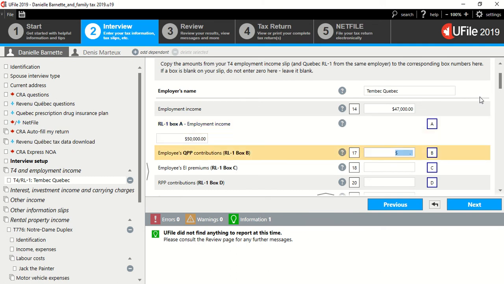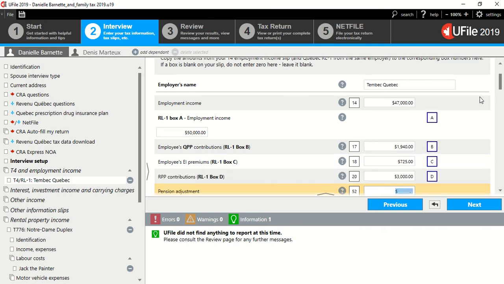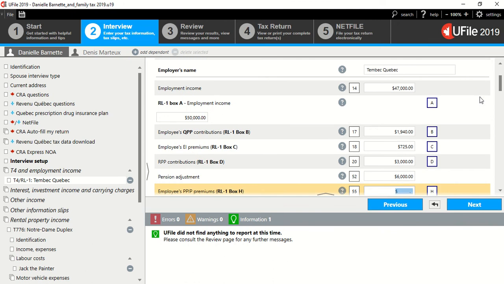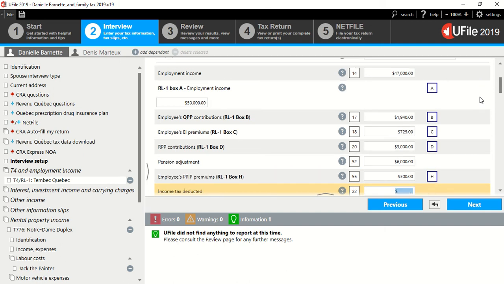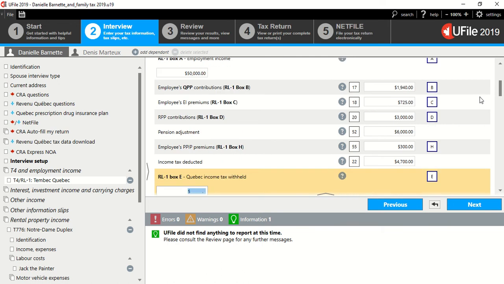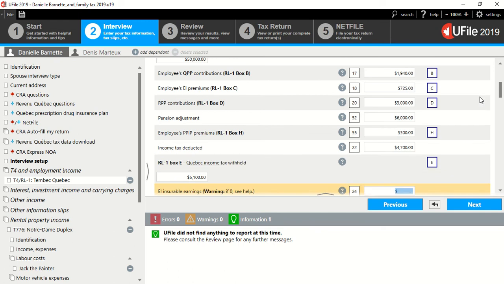Now over here, I'm guesstimating, and I might be guesstimating wrong. However, if I am guesstimating wrong, UFile will tell me the proper amounts and the expected results. For QPP and EI and QPIP, the Quebec Parental Insurance Plan, which we have here in Quebec. Okay. We have to pay taxes to the federal government and we have to pay taxes to the Quebec government, slightly higher on Quebec than federal.